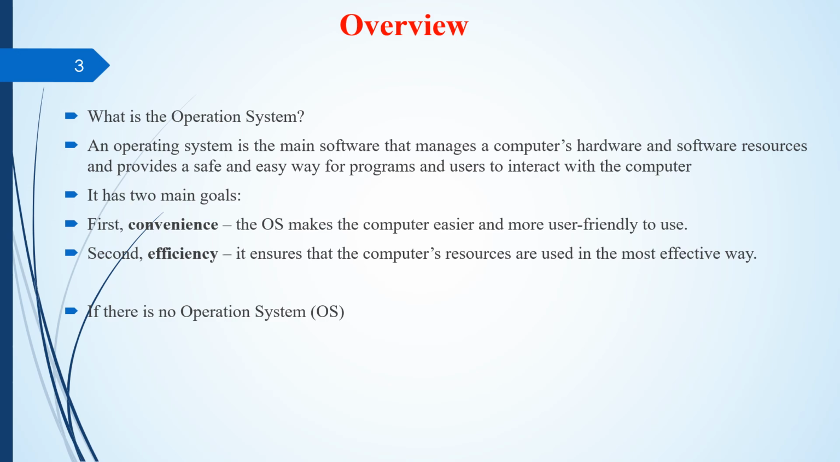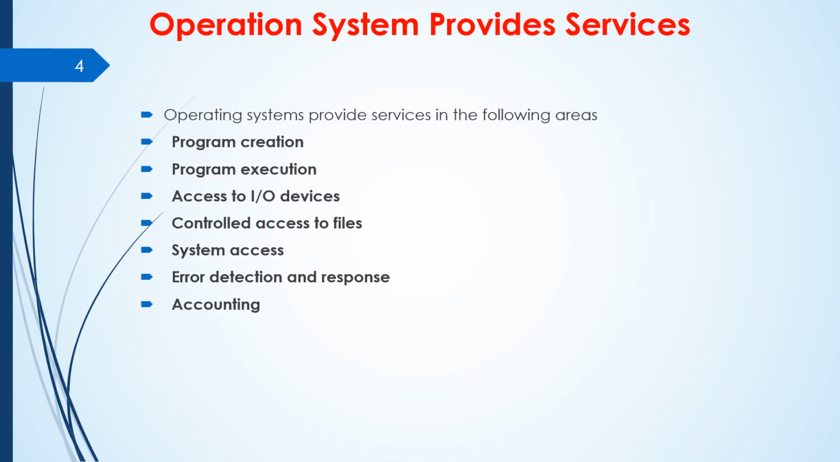Without an operating system, the user would have to manage all hardware and software resources manually, including CPU scheduling, memory allocation, input and output operations, file management, error handling, and resource sharing.